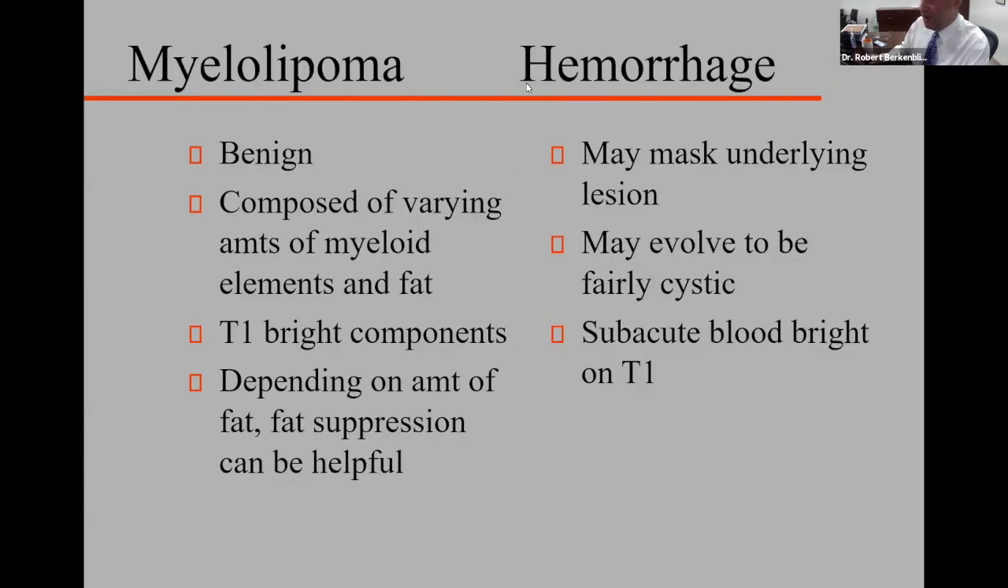What about myelolipomas and hemorrhage? As you know, myelolipomas are benign, composed of varying amounts of myeloid elements and macroscopic fat. If there's enough macroscopic fat present, these may have T1 bright elements, and depending on the amount of macroscopic fat present, fat suppression techniques can be helpful. Hemorrhage, what's important to remember is they may mask an underlying lesion. These may evolve to become fairly cystic, and if there's subacute blood present, you'll see T1 bright elements.